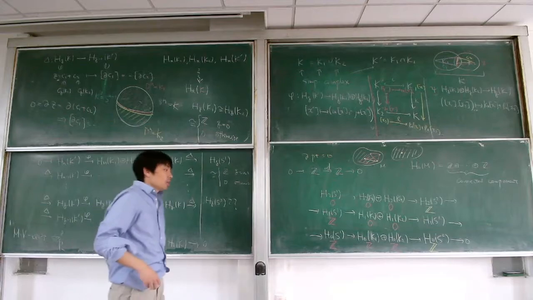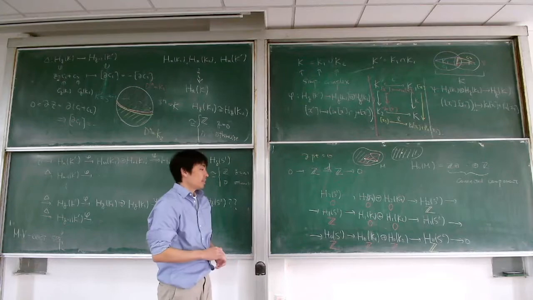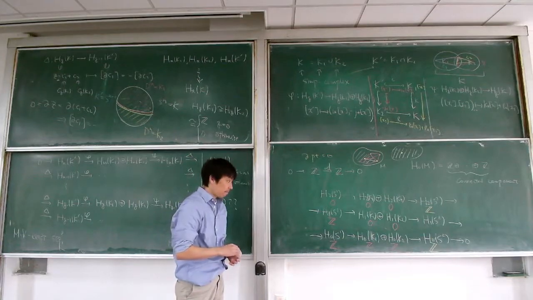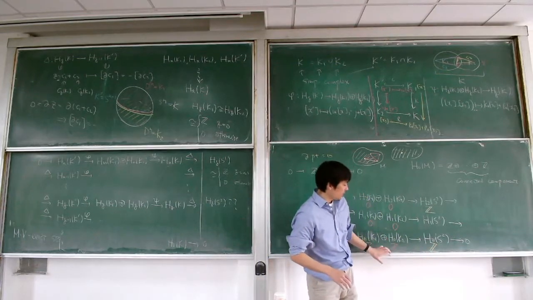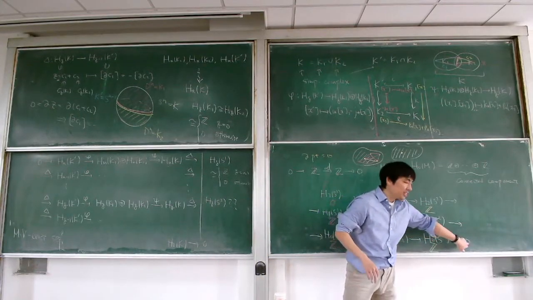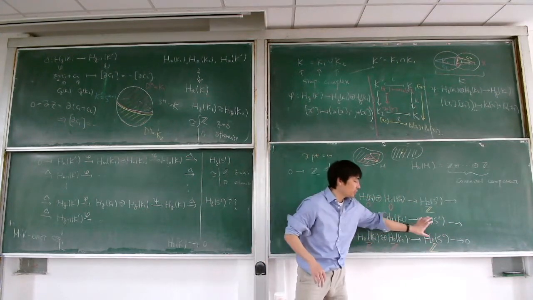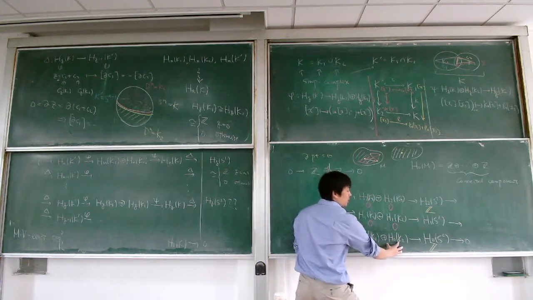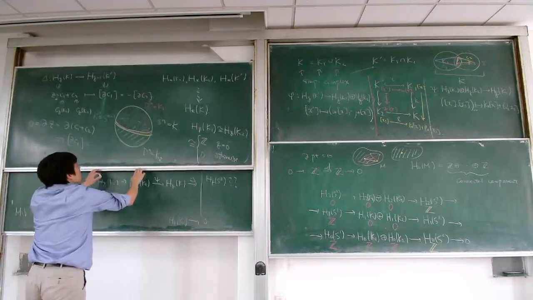Since this is an exact sequence and everything in Z maps to 0, this has to be onto, it has to be surjective. So therefore, one of the components is mapped to S2.